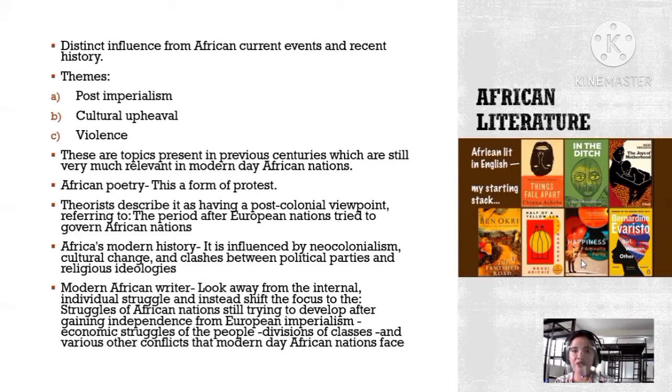and then the violence. So there are topics present in previous centuries which are still very much relevant in modern day African nations. And one of those is African poetry. African poetry uses literature as a form of protest against inequalities. Theorists describe it as having a post-colonial viewpoint, referring to the period after European nations tried to govern African nations. So Africa's modern history is influenced by neo-colonialism, cultural change, and clashes between political parties and religious ideologies.